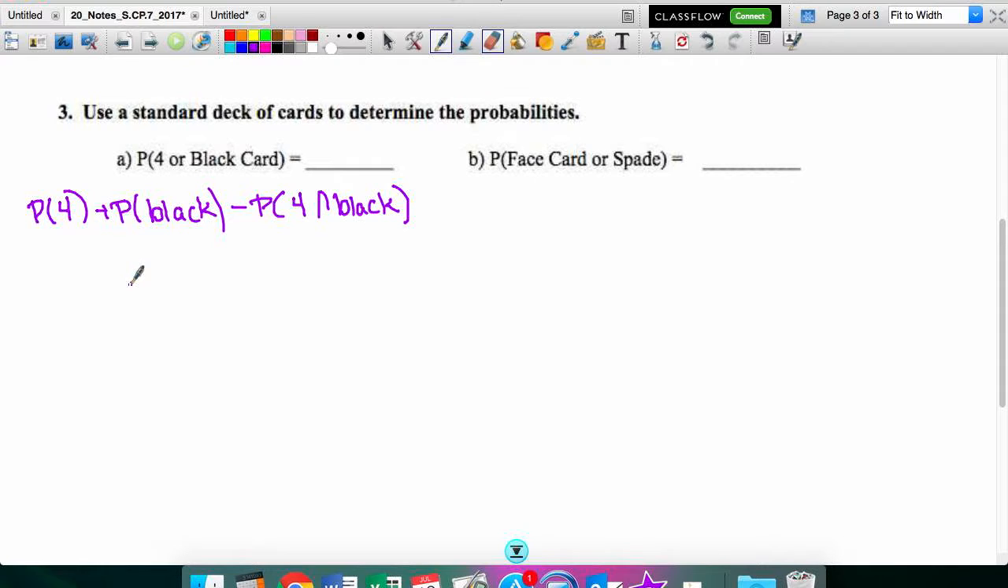So let's calculate each of these probabilities individually. Probability of a 4. There are 4 cards in a deck of cards out of a total of 52 cards. I'm not going to reduce this because I'm eventually going to add these fractions, and they will each have a denominator of 52. Next, let's calculate the probability of a black card. Well, there are 26 cards out of 52 which are black.